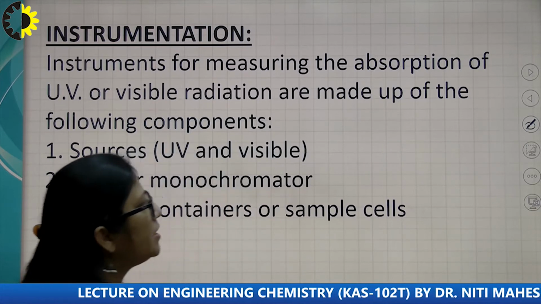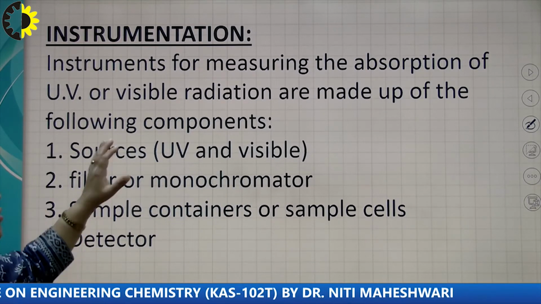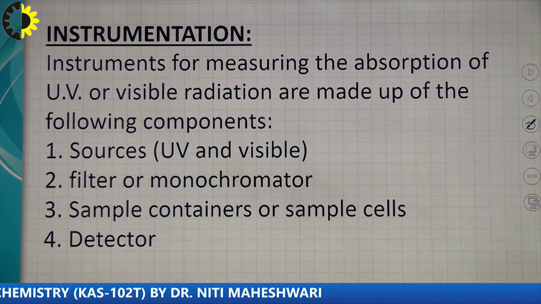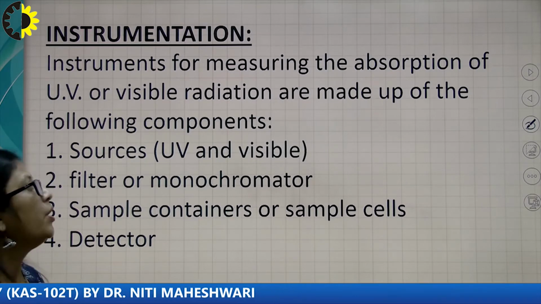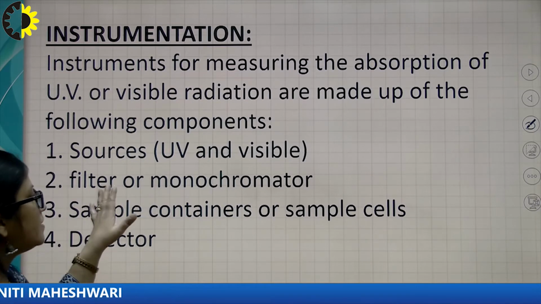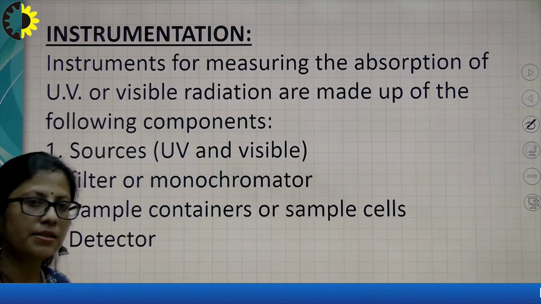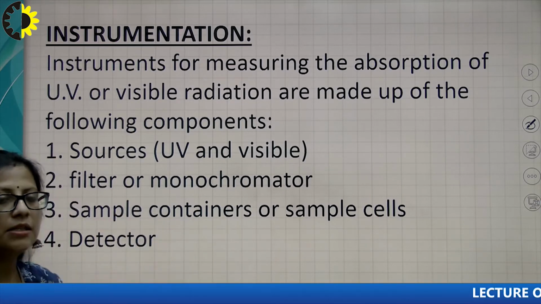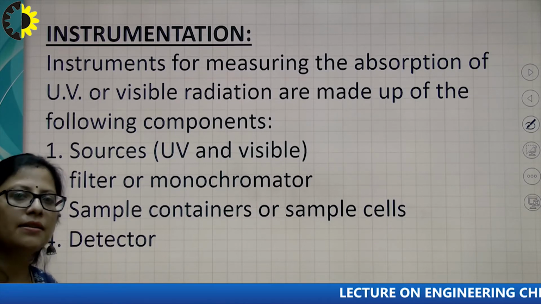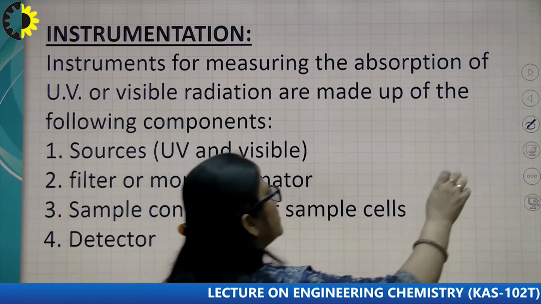Now, coming to the instrumentation in UV visible spectroscopy. The instrument which is used for the absorption of UV or visible light is made up of the following components. First is the light source, then there is a filter or a monochromator, so that single wavelength light passes through it. The sample containers or the sample cells, generally these are the cuvettes, and lastly the detector which detects the radiations or the absorptions.